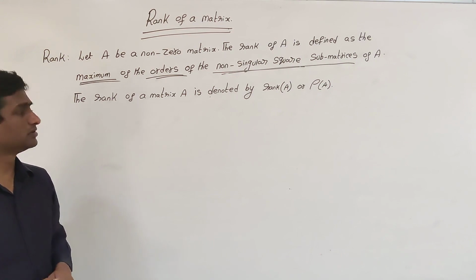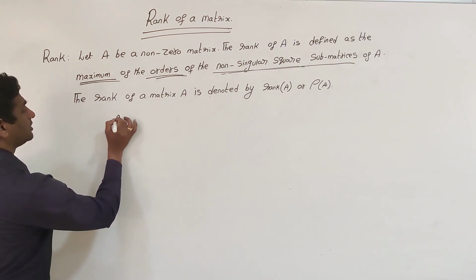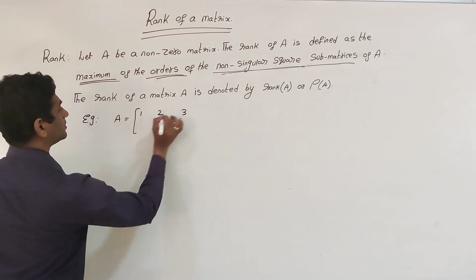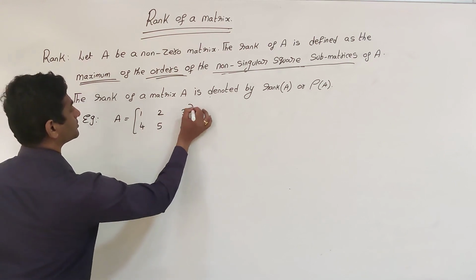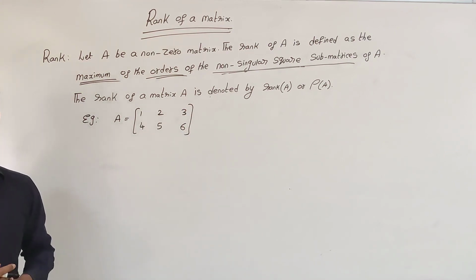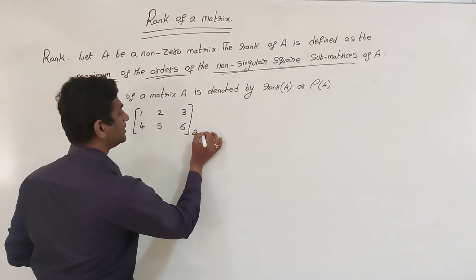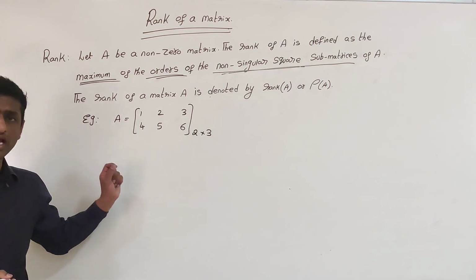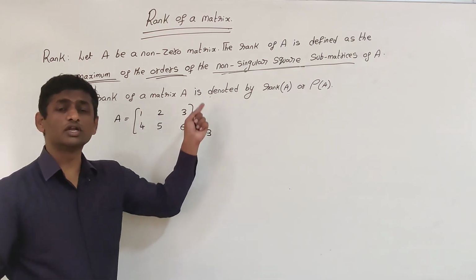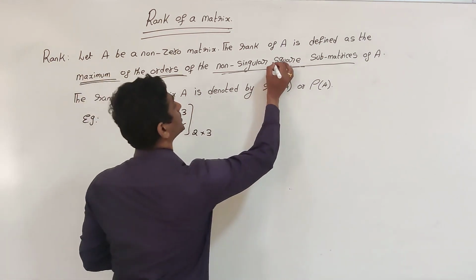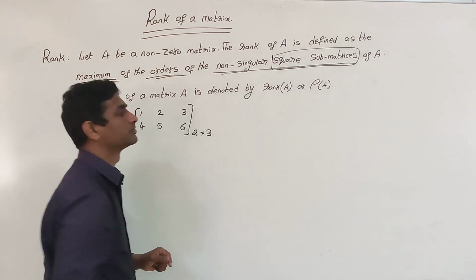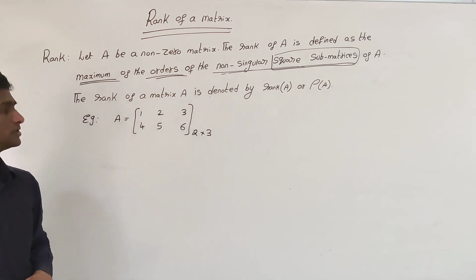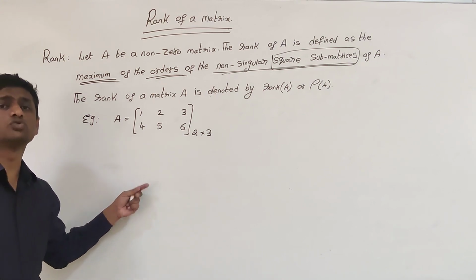For example, if A is equal to 1, 2, 3, 4, 5, 6, what is the size of this matrix? It is 2 by 3. In order to find the rank, what type of submatrices do we consider? Square submatrices, and that too non-singular square submatrices. Now we'll list all the square submatrices.